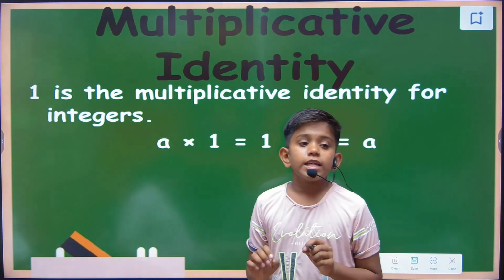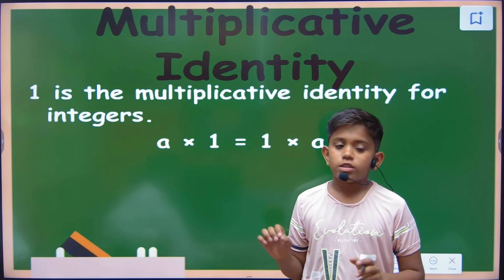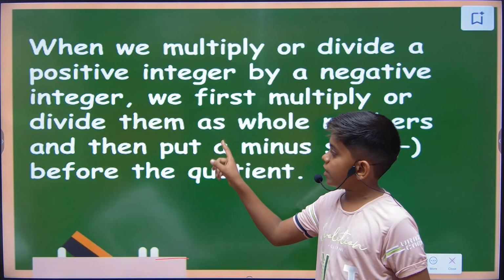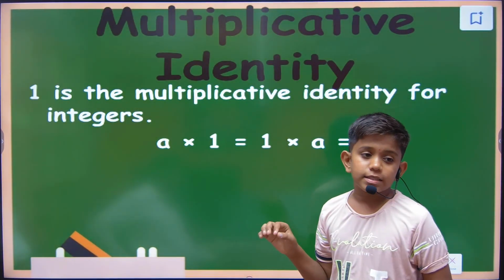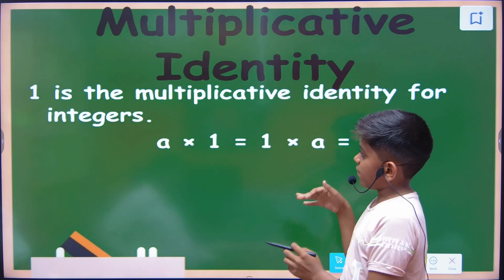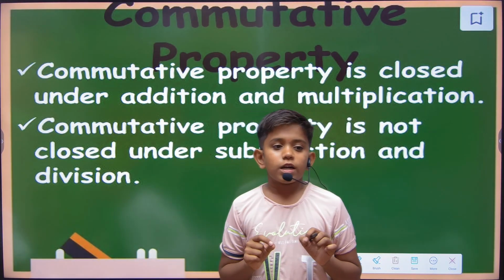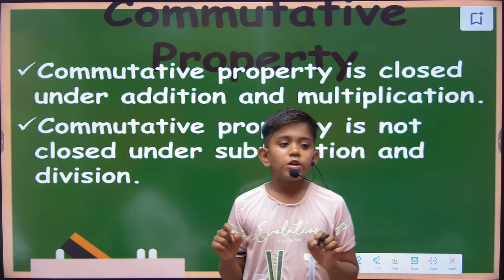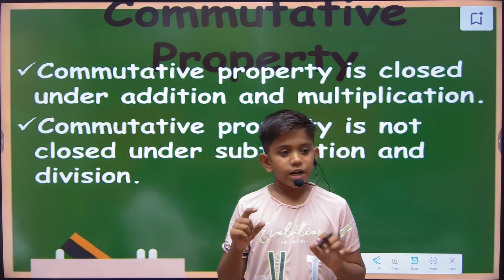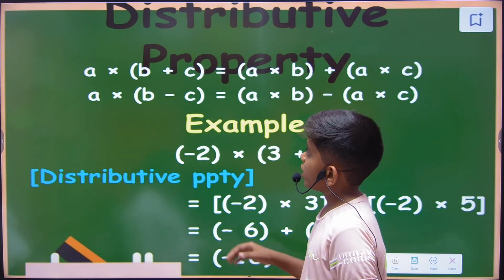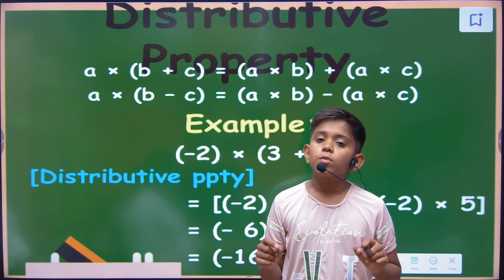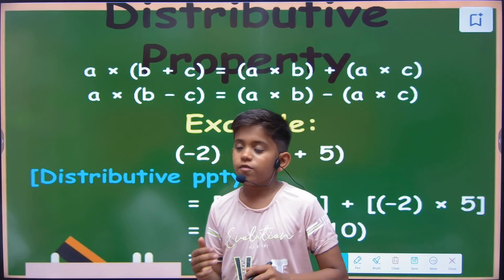So 1 is the multiplicative identity for the integers. Means when we multiply any integer by 1, we get the integer itself. The commutative property holds under addition and multiplication. The commutative property does not hold under subtraction and division. Now next we will learn about the distributive property for multiplication.